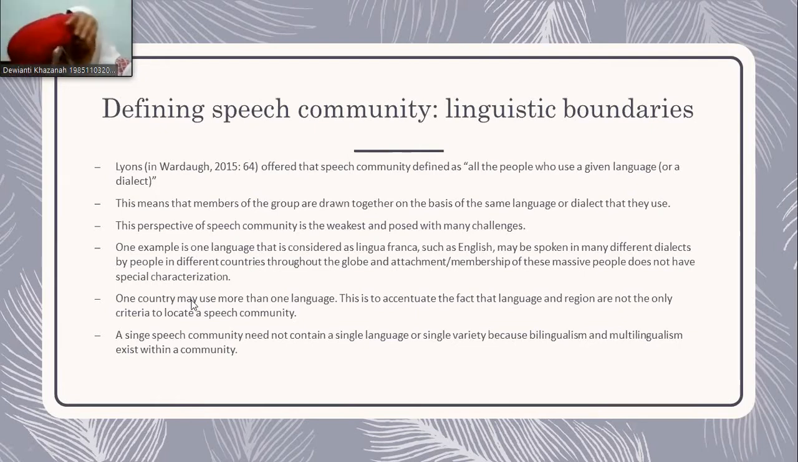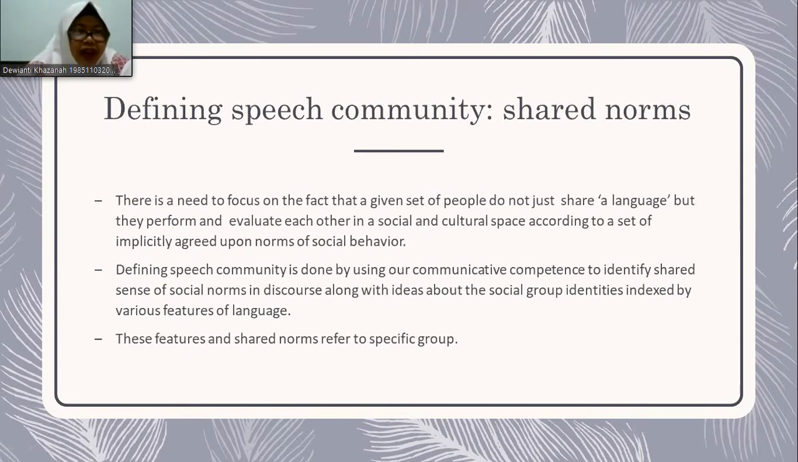Nah, apa? That will lead us to the second perspective. How do we define speech community? And this is the second perspective. Defining speech community by looking at their shared norms. Okay, norma sosial, norma budaya yang shared.